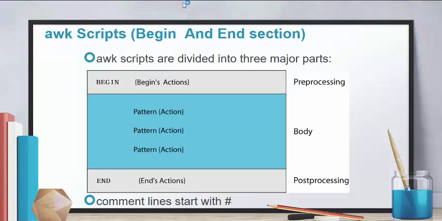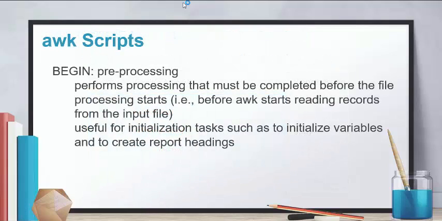So awkScript contains begin and end sections. In the begin there is a pre-processing section. In that you can write some echo statements. Then the body part, in that you can write some action statements. Any number of action statements can be included in this body part. Then the end section is a post-processing section. And in awkScript there is a hash mark which is used to give comments.